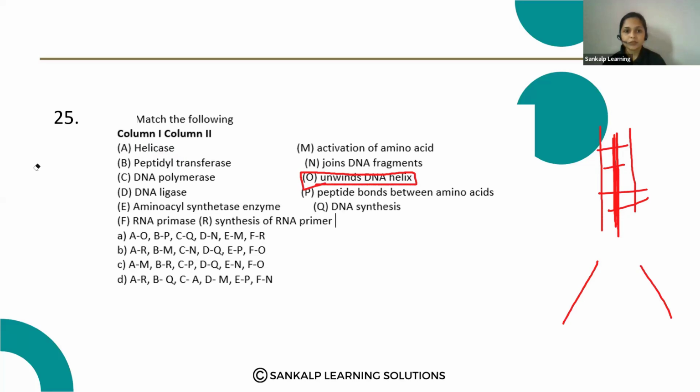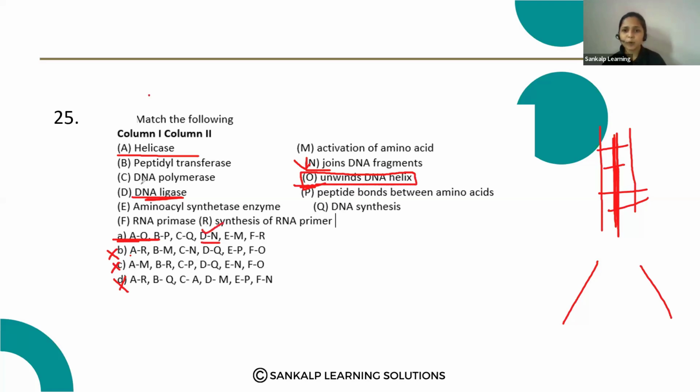Then DNA ligase acts as a molecular glue. What does it do? It binds and joins the DNA fragments. Let us check with the options. Option A, O, is there, but A R is wrong, A M is wrong, A R is wrong. So we can easily find the answer A O. And checking with DNA ligase, joins the DNA fragments, DN. Yes, DN is also correct.